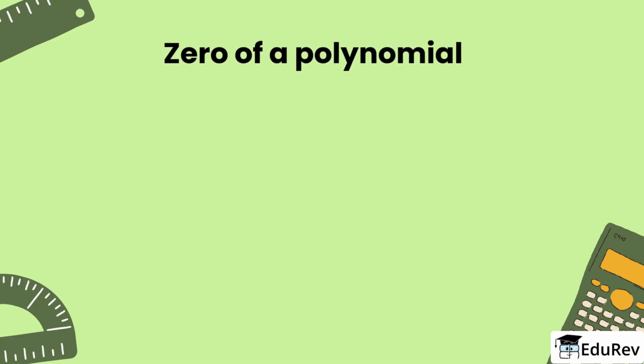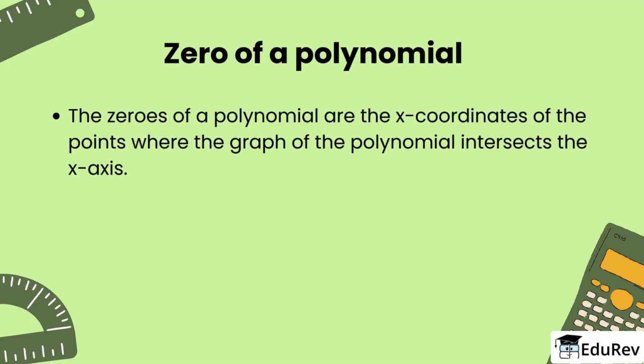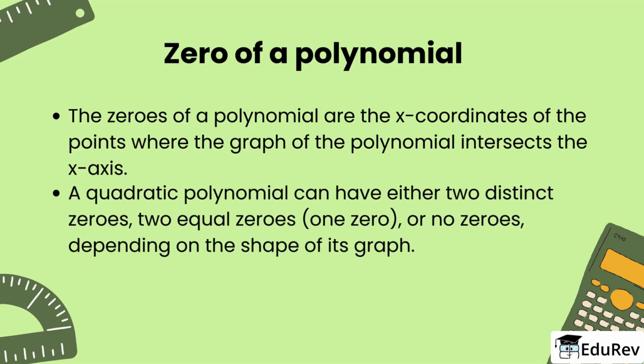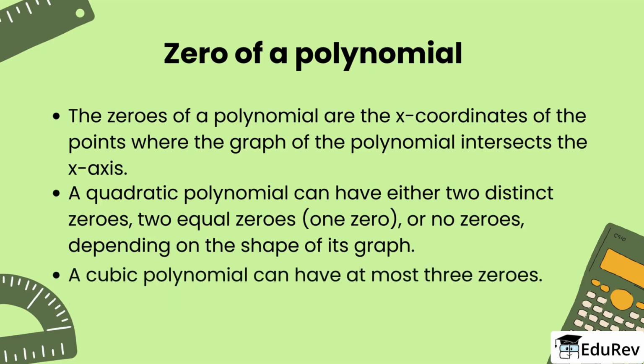Now, what about the zero of a polynomial? The zeros of a polynomial are the x-coordinates of the points where the graph of the polynomial intersects the x-axis. A quadratic polynomial can have either two distinct zeros, two equal zeros, 1 zero, or no zeros, depending on the shape of its graph. A cubic polynomial can have at most 3 zeros.